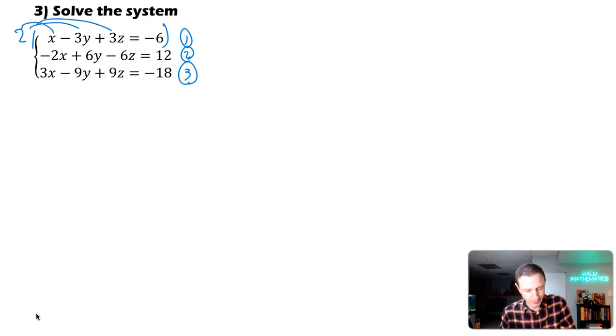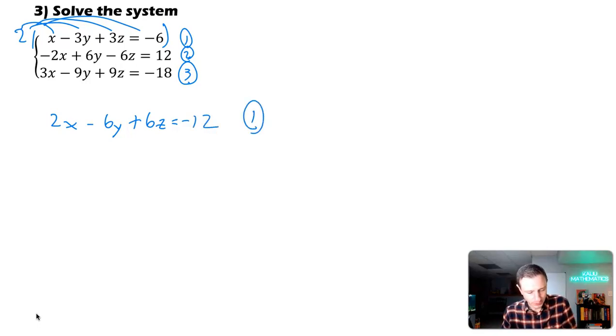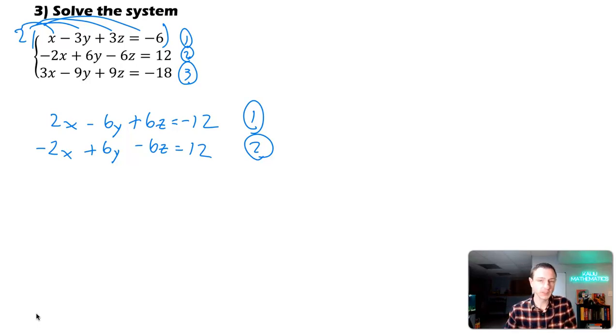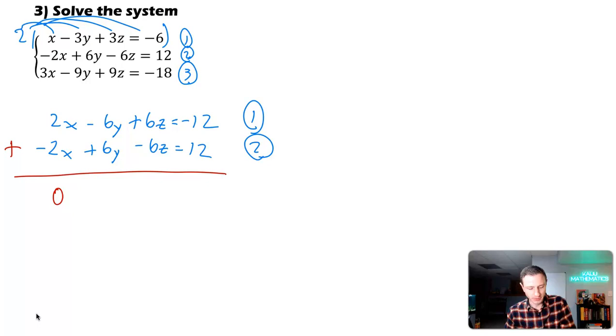So 2 times x, 2 times -3, 2 times 3, 2 times -6. So 2x minus 6y plus 6z equals -12. And I'm going to use equation 2, so -2x plus 6y minus 6z equals 12. Now what I've generated is a scenario where I have 2 and -2. So I'm going to add my columns together. 2 plus -2 is 0. -6 plus 6 is 0. 6 plus -6, 0. -12 plus 12, 0. I get 0 equal to 0.